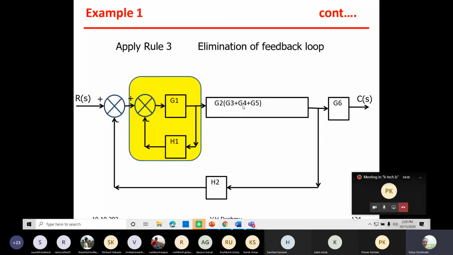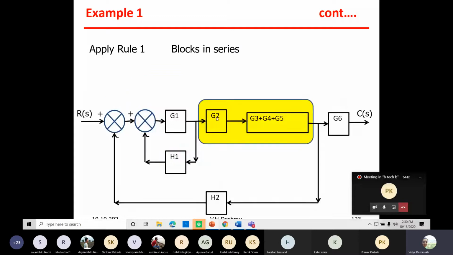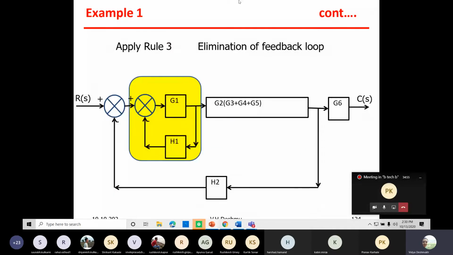So what we do is multiply the gain of the first block with the second block. We can multiply the gains of blocks which are connected in series. So this is the equivalent block for these two blocks.